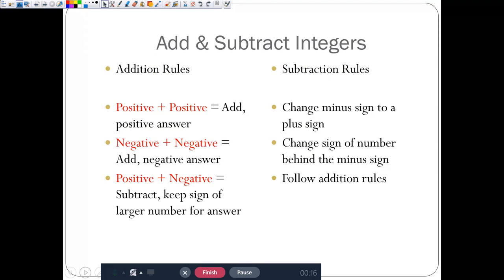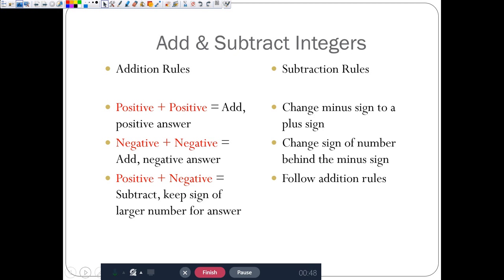If we have a positive integer plus a positive integer, you add and your answer will be positive. If you have a negative integer plus a negative integer, you add and your answer is negative. If you have a positive integer plus a negative integer, you subtract the smaller integer from the larger number and then keep the sign of the larger answer.